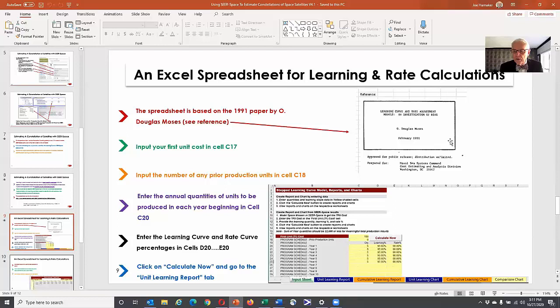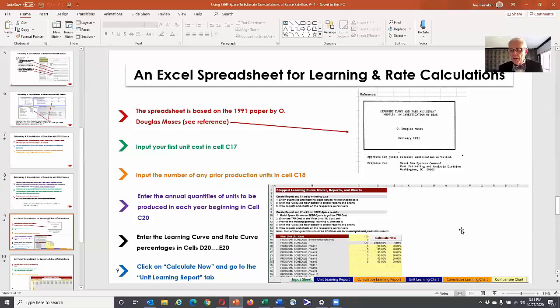By the way, 95% learning and 90% rate effect is in the sweet spot of what I normally assume when I'm doing estimates like this. Those percentages can really vary anywhere from 80 to 100%, but in today's example, I'm using 95% learning and 90% rate effects. Finally, we click on the Calculate Now button in the middle of the screen, and that produces our results.